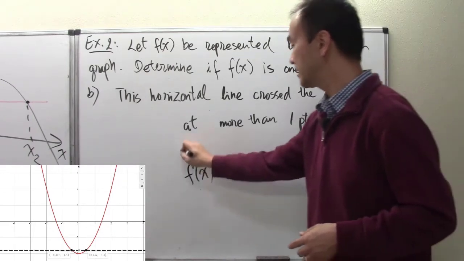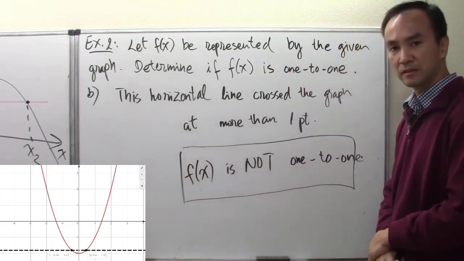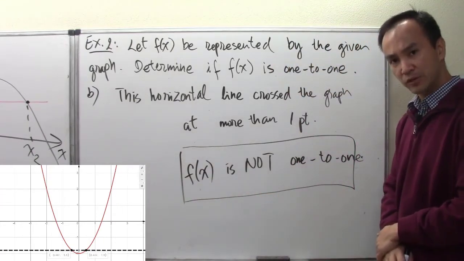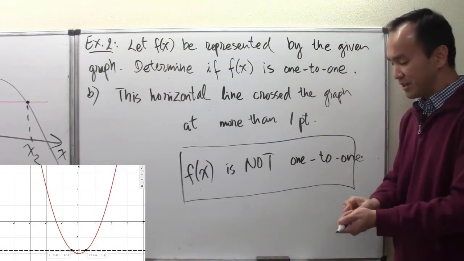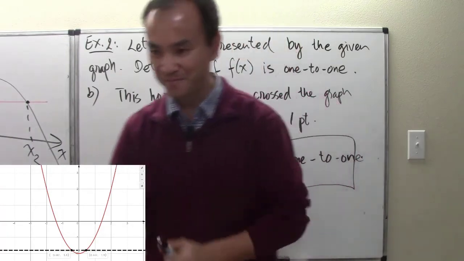All right, f of x is not 1-to-1. All right, it's just not 1-to-1. That's how we're doing it. Okay, and so now allow me to produce an FYT.